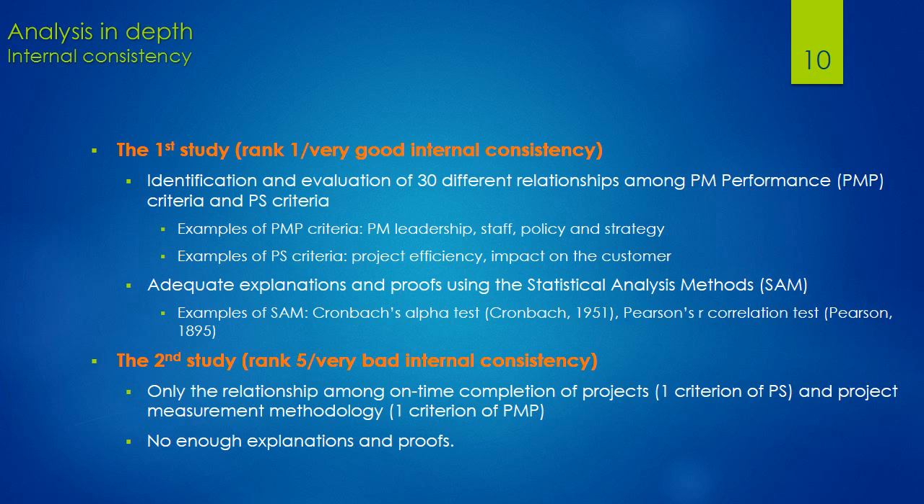The first theory also gives adequate explanations and proofs using statistical analysis methods, including, for example, Cronbach's alpha test and Pearson's R correlation test. In contrast, the second theory is assigned rank 5 because only identifies the relationship among on-time completion of projects, one criterion of PS, and project measurement methodology, one criterion of PMP, with no enough explanations and proofs.